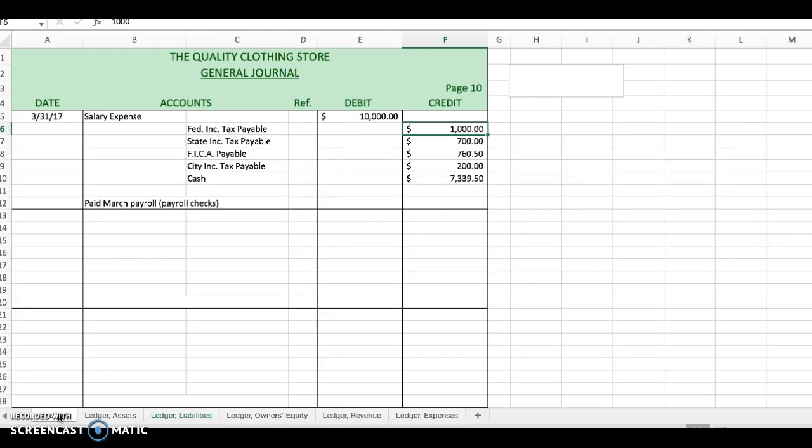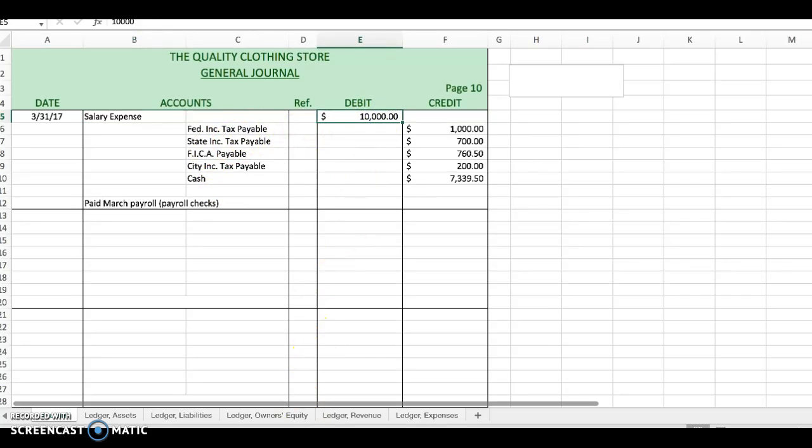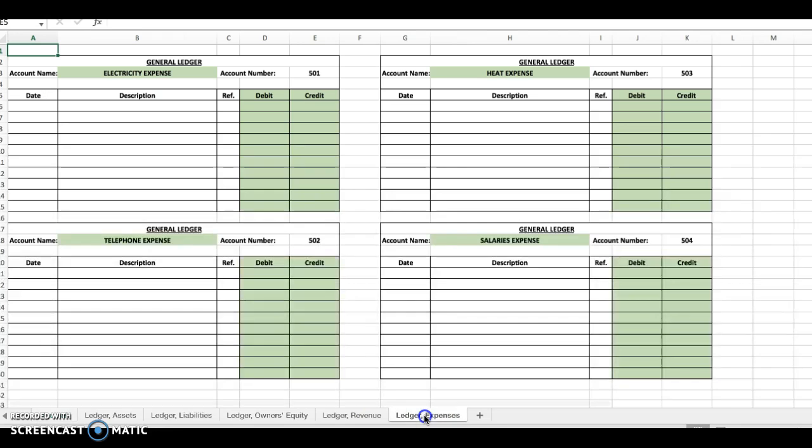So this is the next step. Last video I showed you the salary expense entry into the journal. These are the credits, and now we actually do the posting. So salary expense would be debited by 10,000. So we would go to salary expense, and it's way over here, account 504, 331.17.